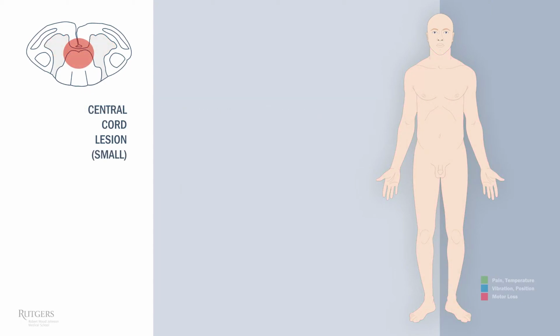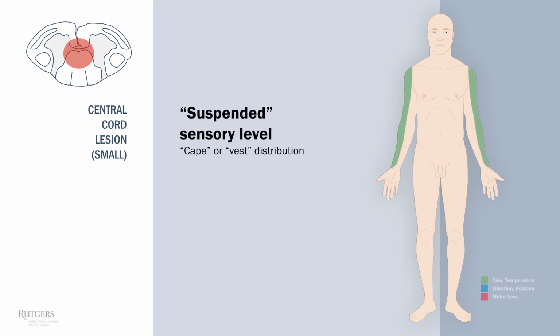Central cord syndrome. A small lesion disrupts the crossing of spinothalamic fibers in the anterior commissure and causes a loss of pain and temperature sensation in a few dermatomes on both sides at the level of the lesion. It's a so-called suspended sensory level. This lesion keeps you in suspense. Sensation is normal above and below the lesion because the spinothalamic tracts themselves are spared.